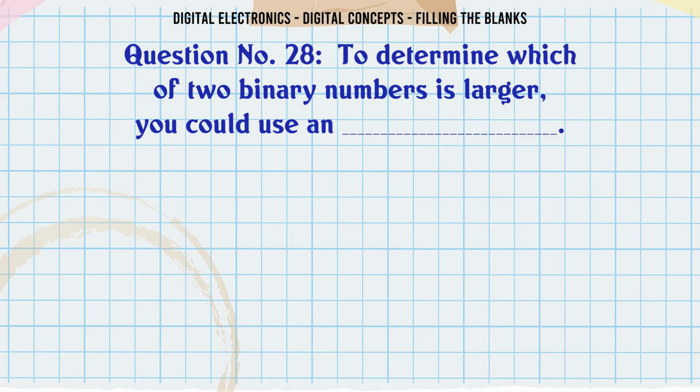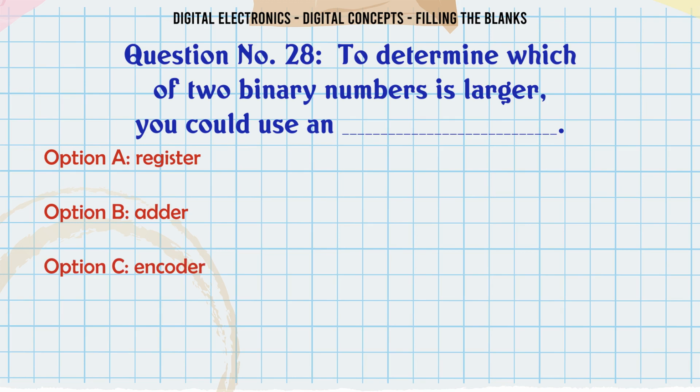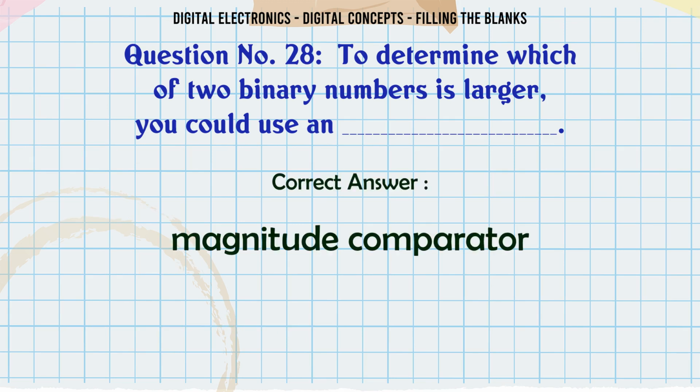To determine which of two binary numbers is larger, you could use an A. register. B. adder. C. encoder. D. magnitude comparator. The correct answer is magnitude comparator.